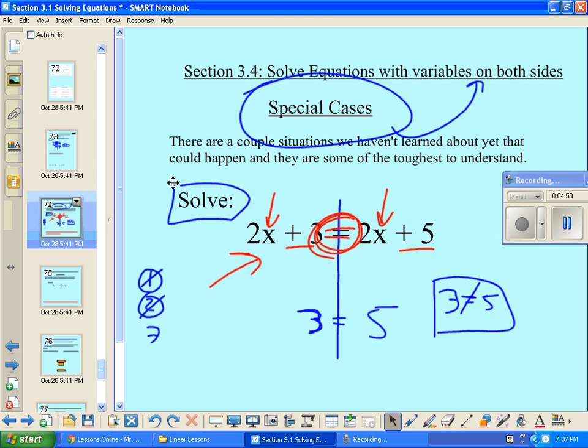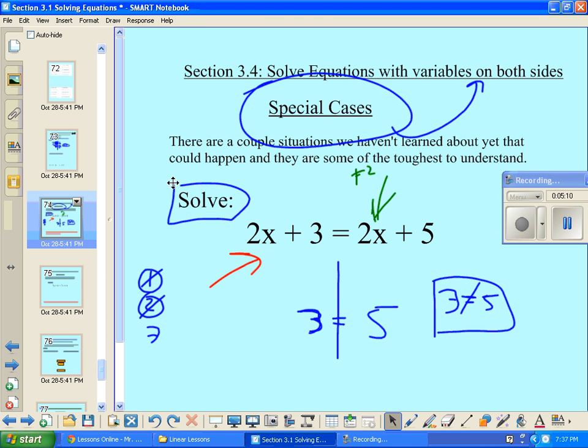I can't take some number, multiply by 2, and add 3 to it, and take the same number, multiply by 2, and add 5 to it, and get the same answer. There's no way that can happen. Whatever I get on the right side is always going to be 2 greater than whatever is on the left side. So there's no way that could ever happen.